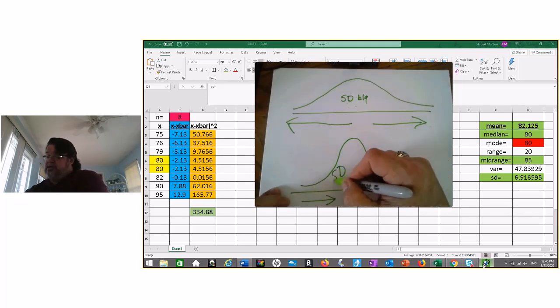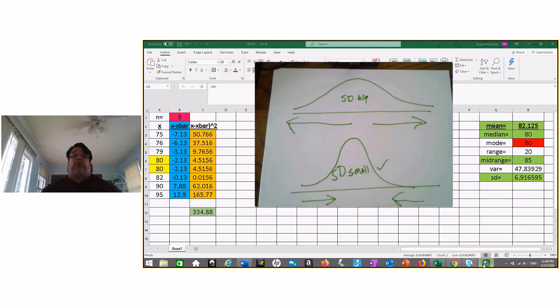Standard deviation, small. So what you want is a small standard deviation. A big standard deviation spreads things out. And that's why you want a small one, relative to your numbers. So you're dealing with 70s and 80s, and your standard deviation is 7. So that's good. If it was 30, then that'd be bad.